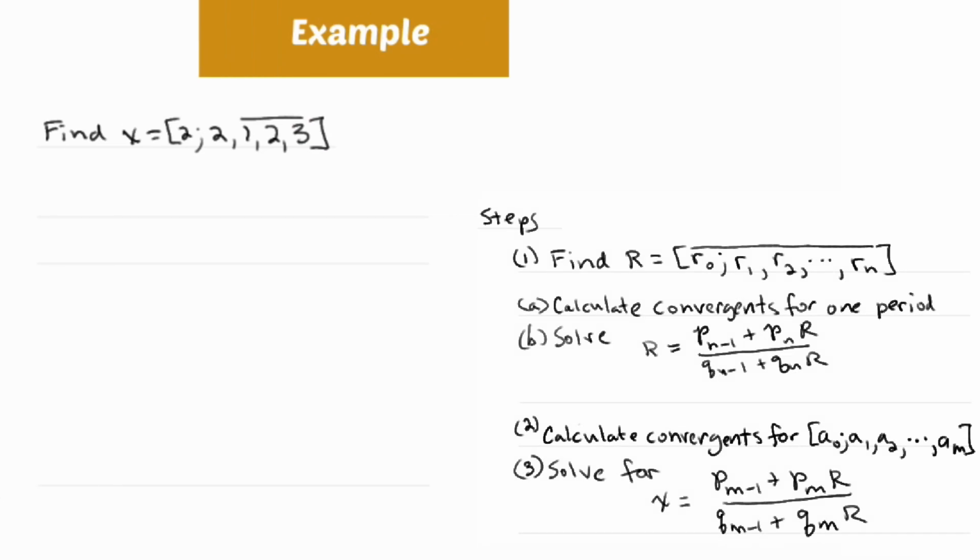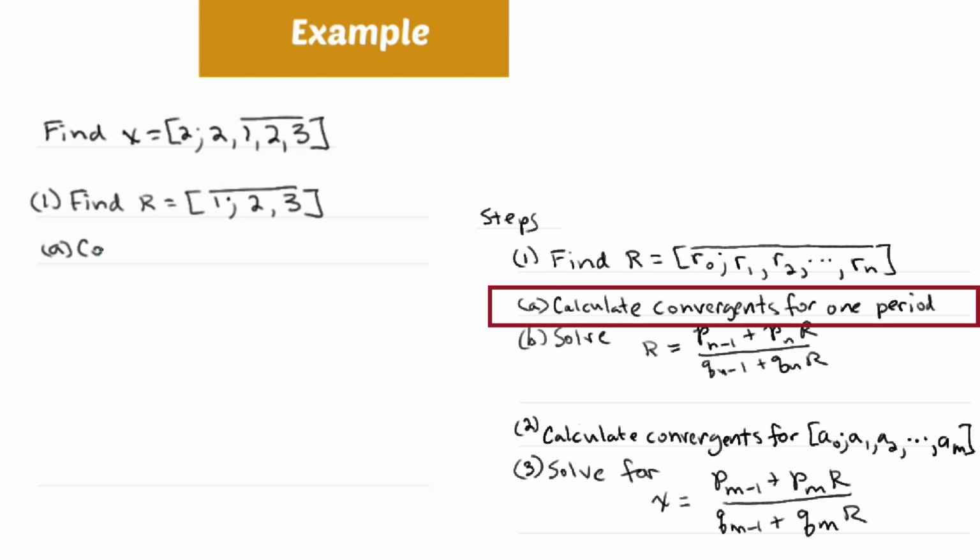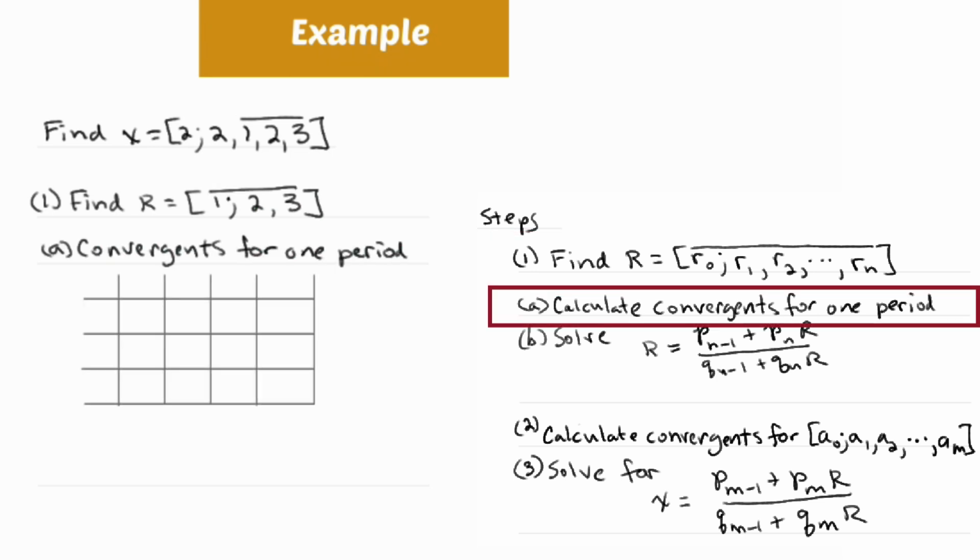We'll find the exact value of [2, 2, 1, 2, 3], with 1, 2, 3 repeating. Here's the process we just outlined. First, we have to find r, the repeating part. To do that, we need to calculate the convergents for one full period. We won't go through this step by step, but here is the table like we use in other videos. Notice one full period is in the row for a. The convergents are in the rows for p and q. P is the numerator and q is the denominator. Please see this other video about calculating convergents if you would like more information.